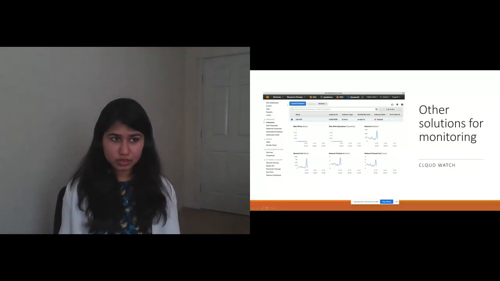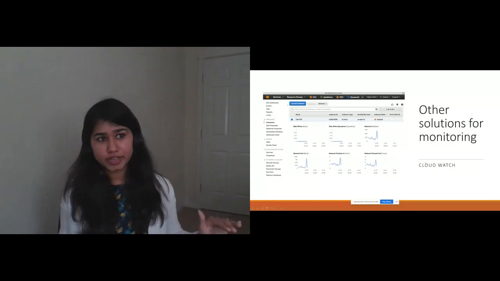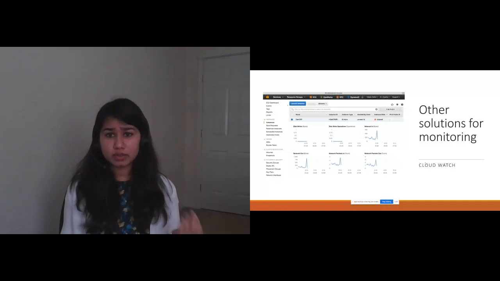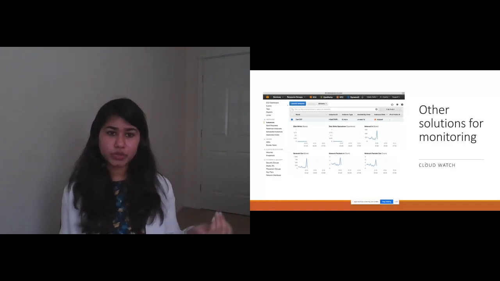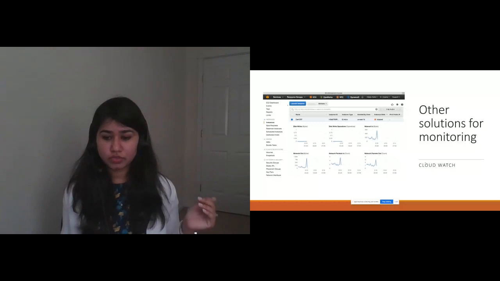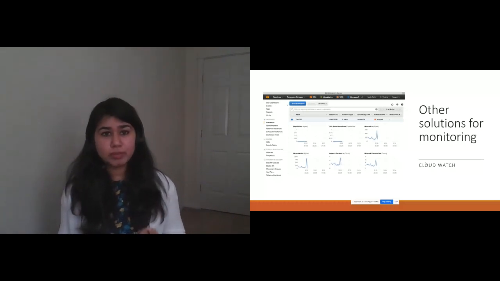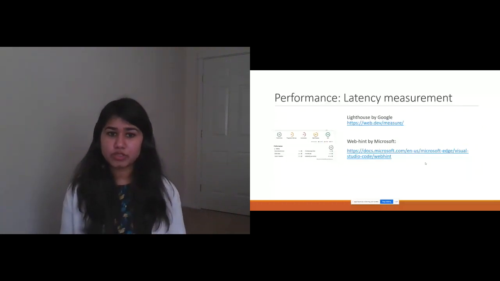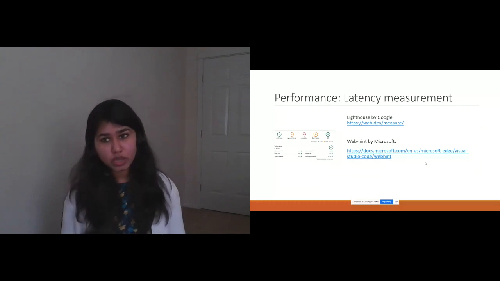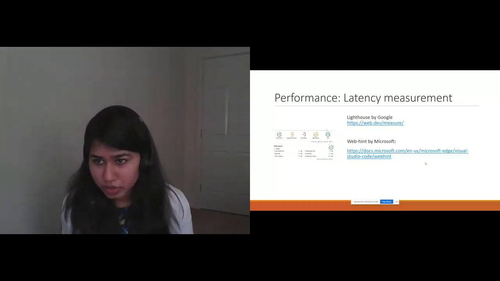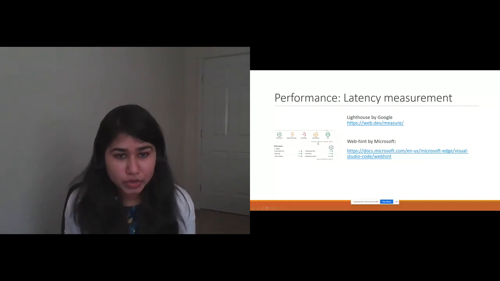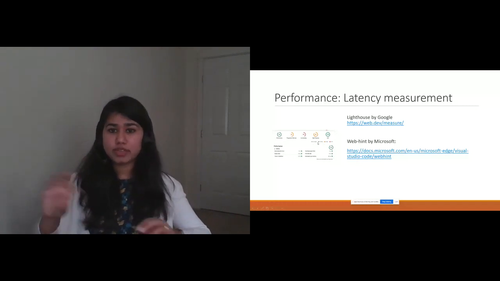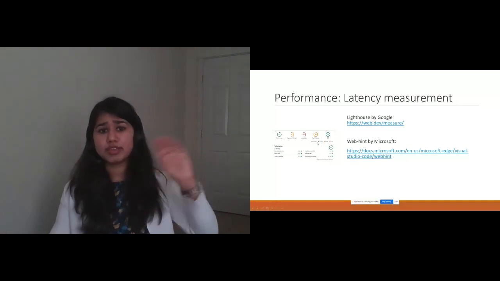What I talked about so far was really related to application availability and throughput. But for latency, which boils down to performance, for performance measurement, the two popular options that I know about are Lighthouse by Google. I'm sorry, this image is really small, but basically both of these tools are available through an extension in your browser. It can be hooked into your CI/CD pipelines.